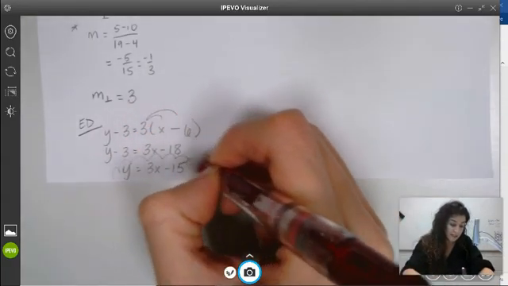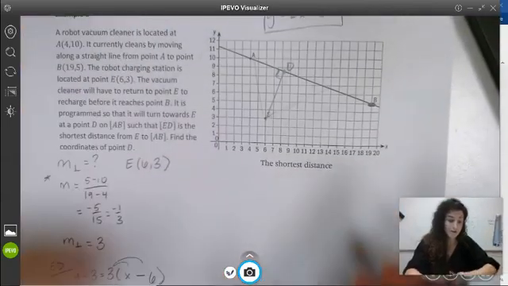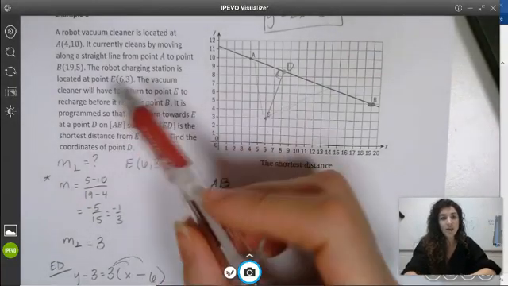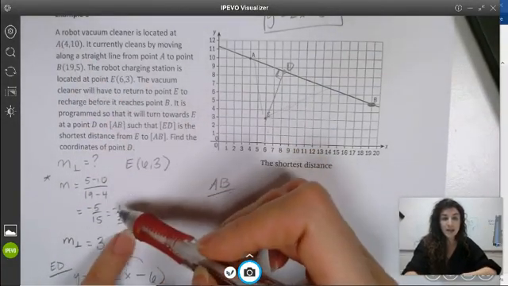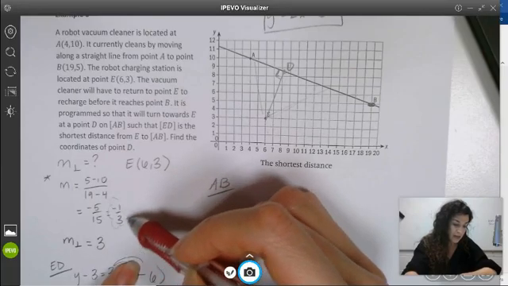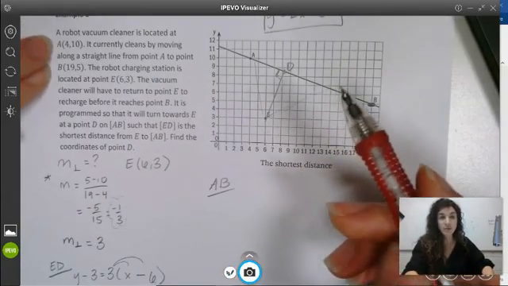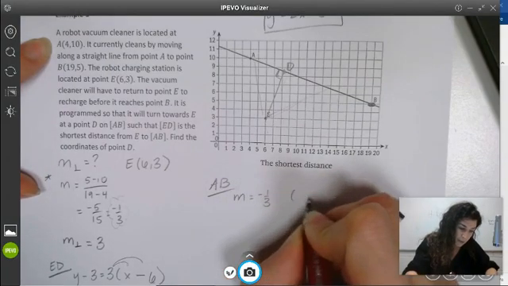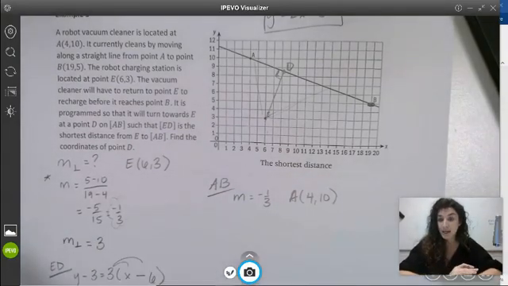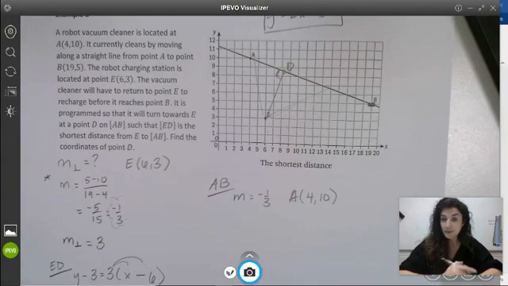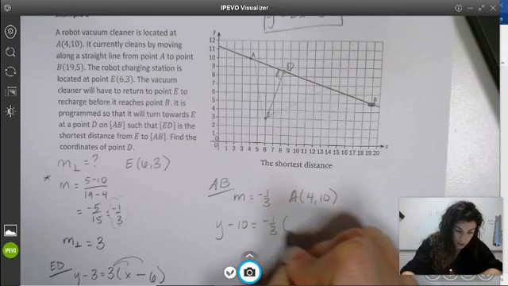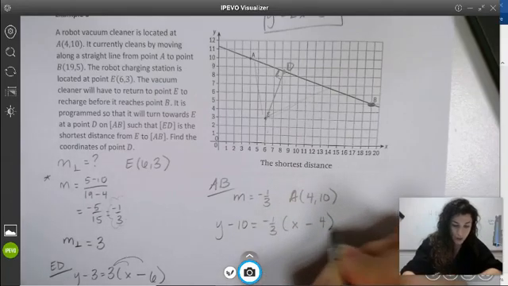Now that I've found the equation of ED, I need to find the equation of AB in order to solve that system of equations. We have the slope for AB because we had to find it to get the perpendicular slope, and we have a point. We could choose either A or B. I'll choose A. So the slope is negative 1/3 and the point A is (4, 10). I could have chosen point B and it would have given you the exact same equation. So we'll do y minus 10 equals negative 1/3 times x minus 4.